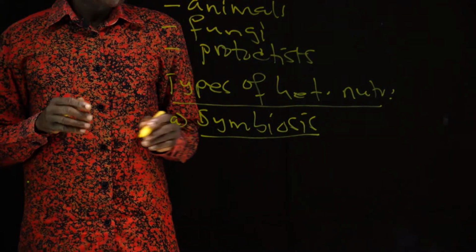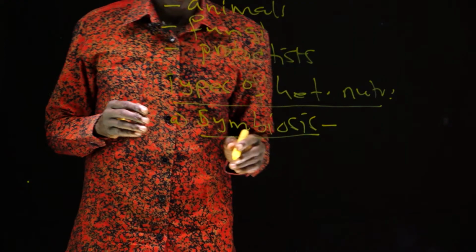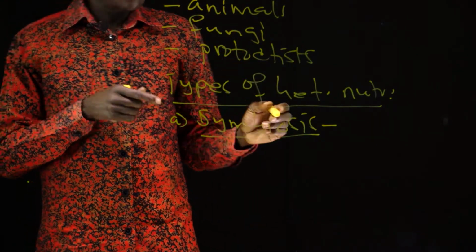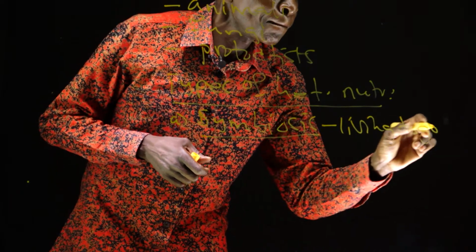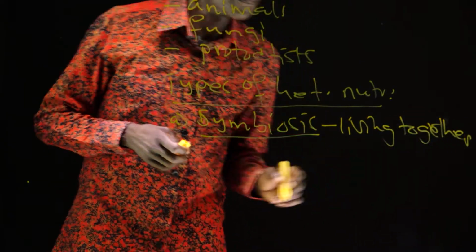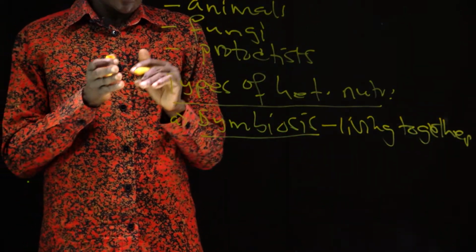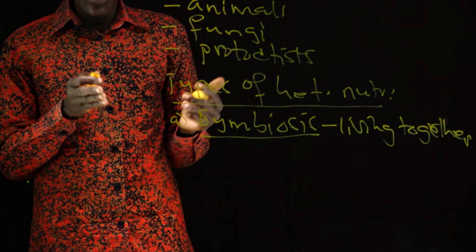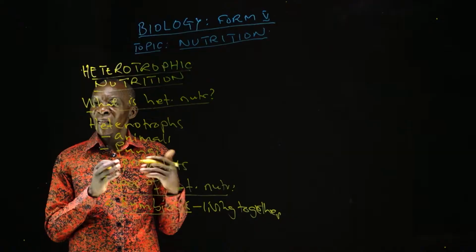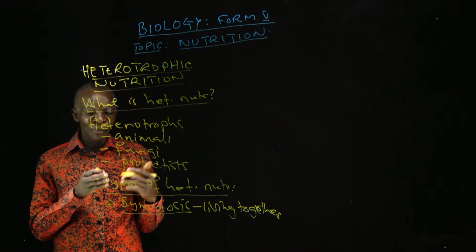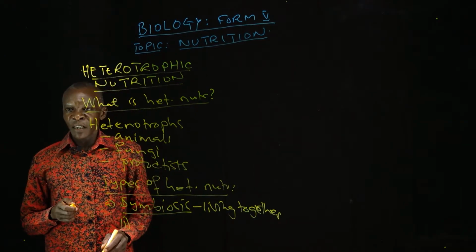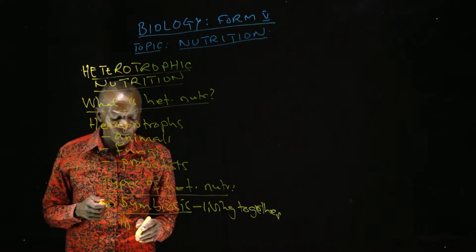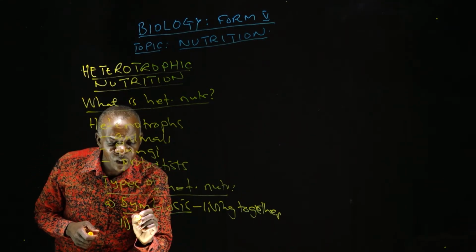symbiosis. The word symbiosis literally means living together. And therefore, nutritionally, organisms are said to be symbiotically related, and this form of symbiotic relationship falls in different categories. The first one, we have mutualism.